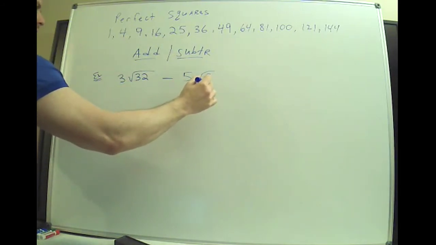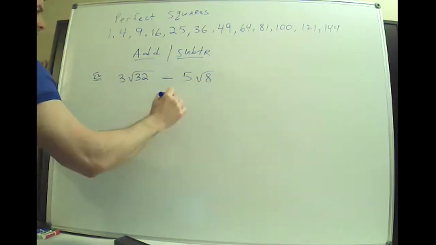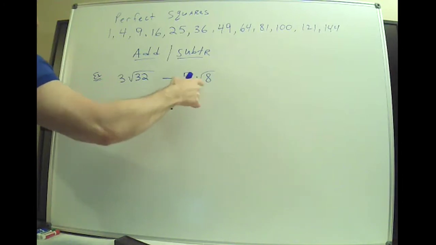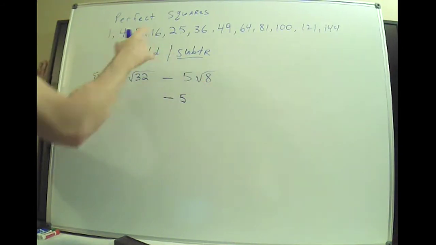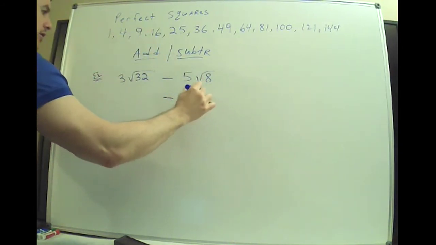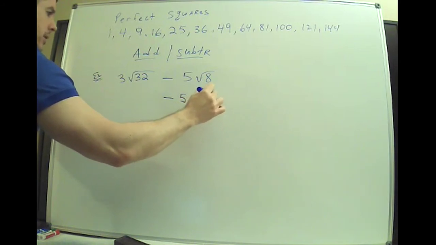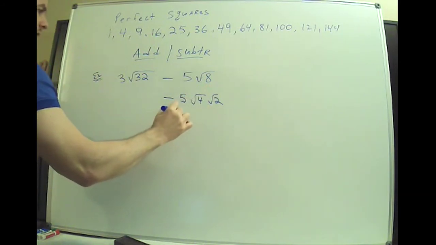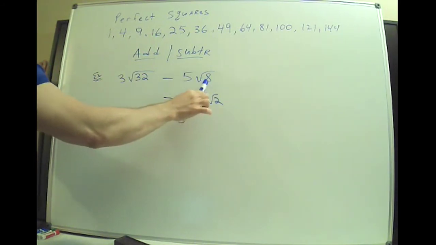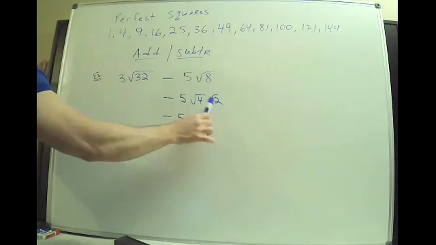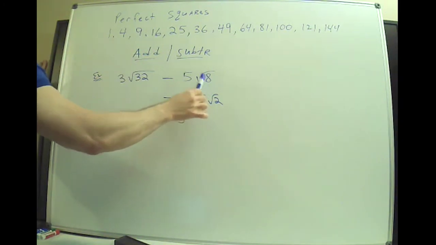I'm going to start with 8, and I'm going to tell you why. 8 is a smaller number. It's easier for me to figure out how to split up 8. Like, I know that 8 is 4 times 2. I mean, I'm not stupid. So now what do I do? Well, I wrote 8 as radical 4 times radical 2. Radical 4 times radical 2 is radical 8.